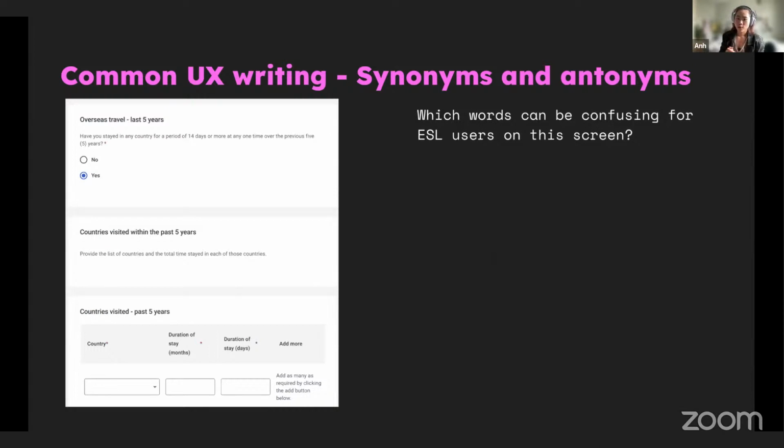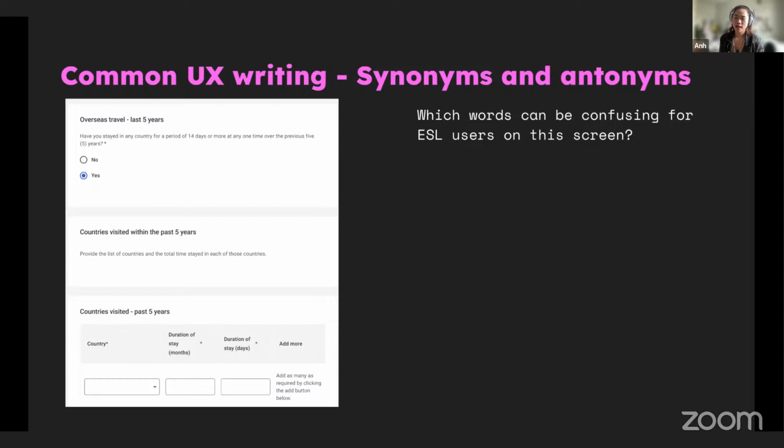For this form, I would like everyone to take a close look at it. Here is a part of a form. It is asking about overseas travel in the last 5 years. The first question is, have you stayed in any country for a period of 14 days or more at any one time over the period of 5 years? There are two answers, yes or no.